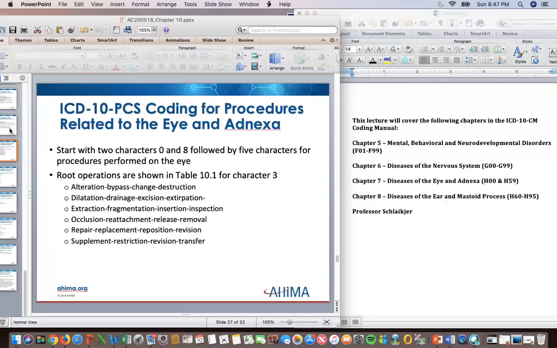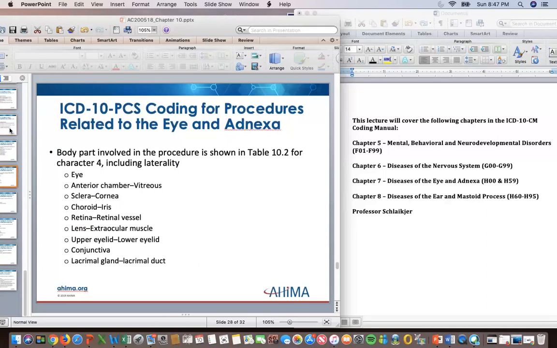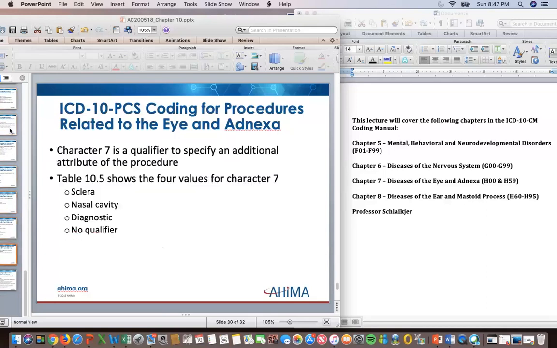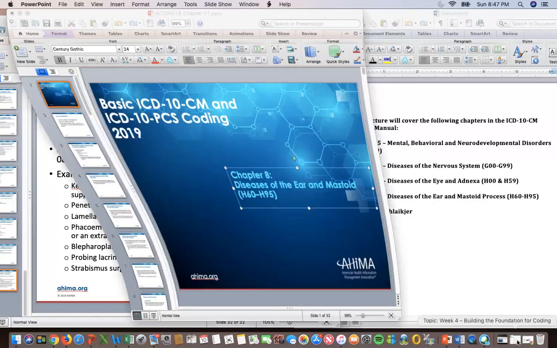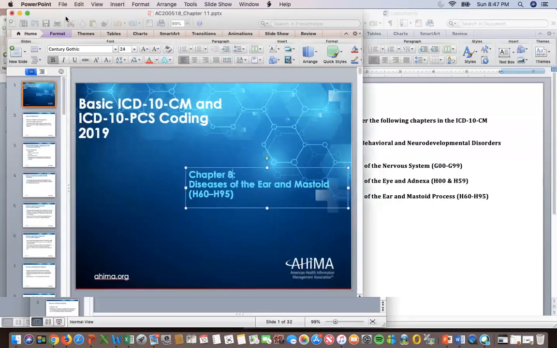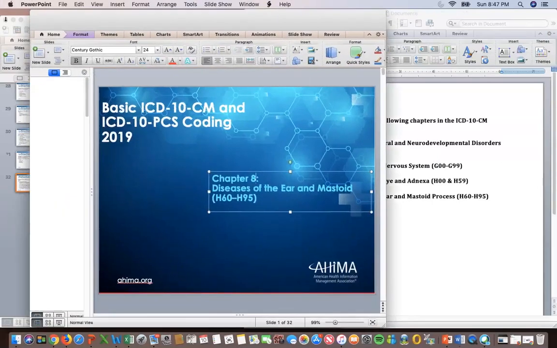Then we hit the procedures for the eye and adnexa. They start with 2 characters, 0 and 8, followed by 5 characters for procedures performed on the eye. And again, I don't cover procedures real heavily in this class as we're working on diagnosis. So again, if you have the opportunity to read through these PowerPoints, it will be very beneficial when you're coding out the procedures also. All right, let's move into our last PowerPoint.